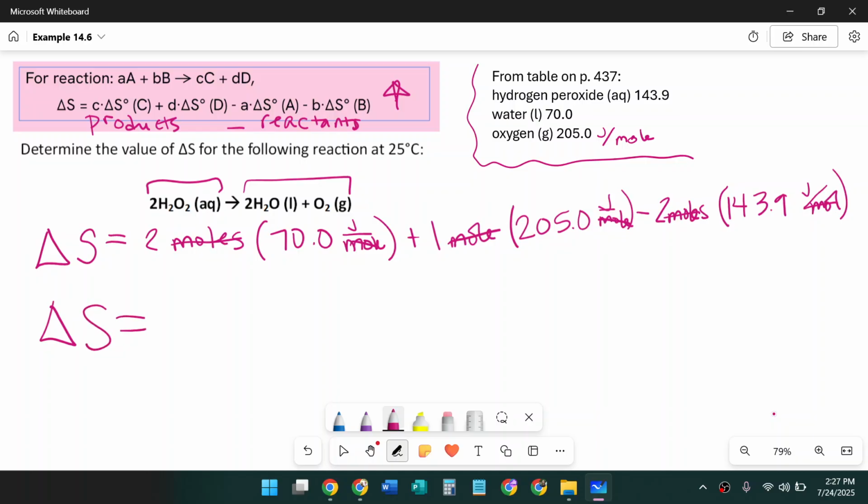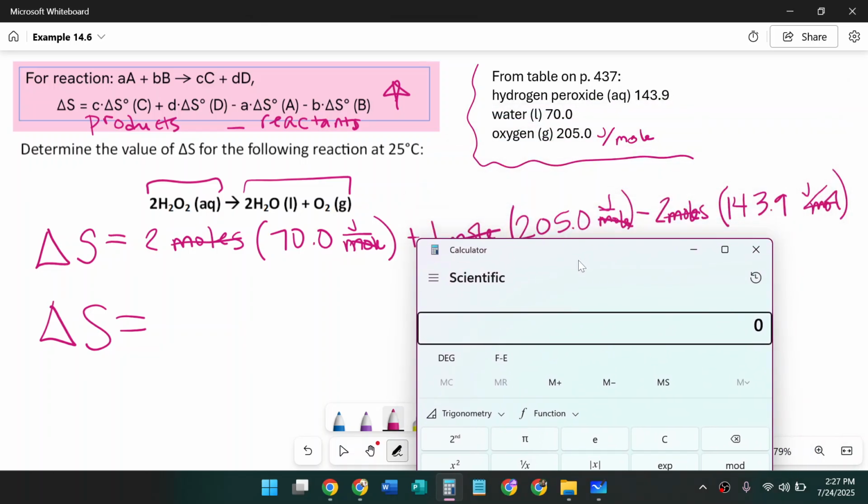Remember, we can't have a piece of a mole, so the 2 or the 1 doesn't have anything to do with significant figures. We're just adding 70.0 plus 70.0 plus 205.0 minus 143.9 minus 143.9 again. But because that would take longer, we're multiplying. So let's pull up the calculator so you can watch me do it.